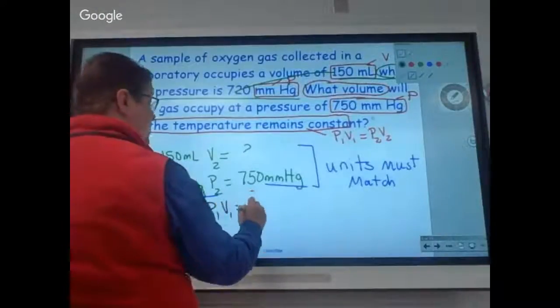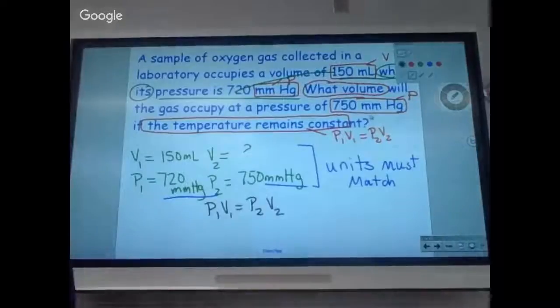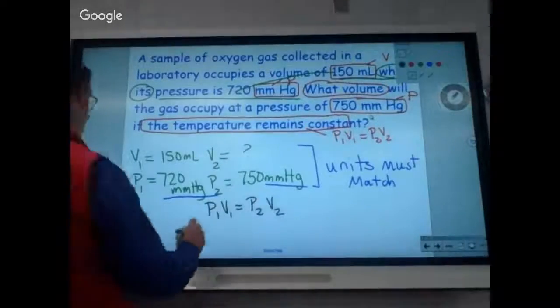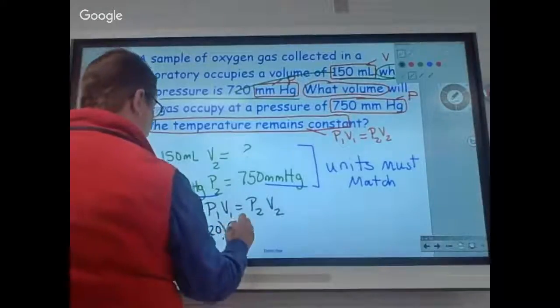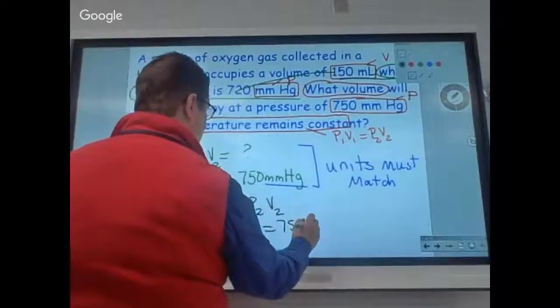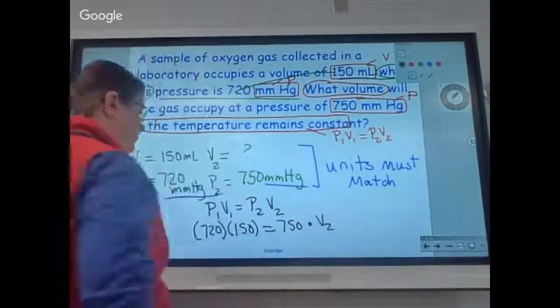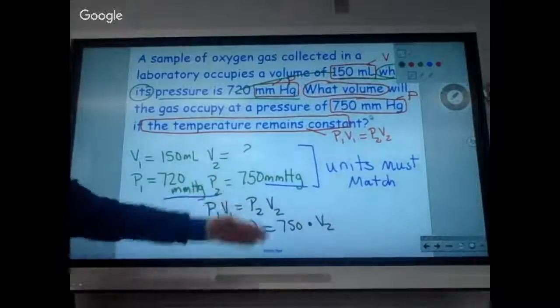At this point, for all practical purposes, the chemistry is done. You are at the step that I refer to as plug and chug. Plug in the numbers, chug out the answers. Okay? Molly doesn't like that. 720 times 150 equals 750 times V2. All I did was put the numbers in that matched the letters.